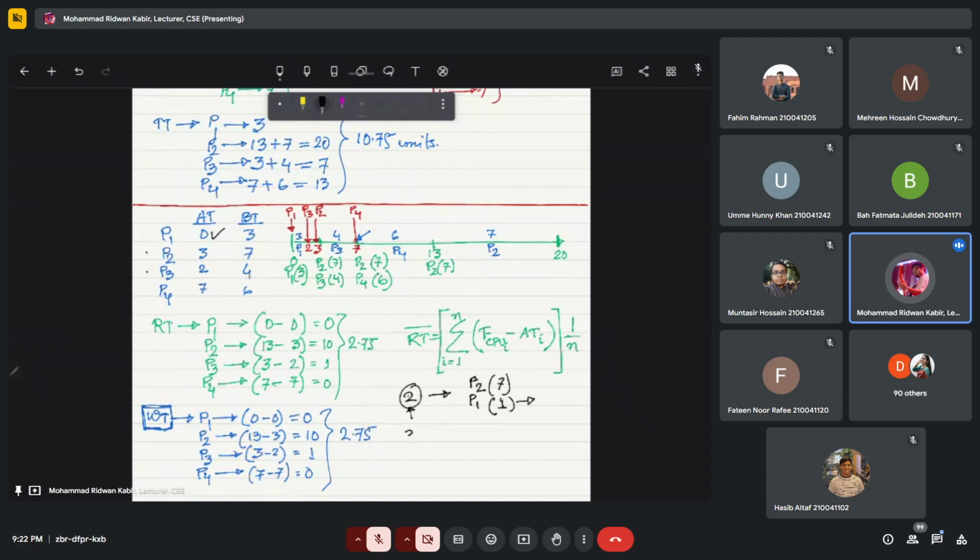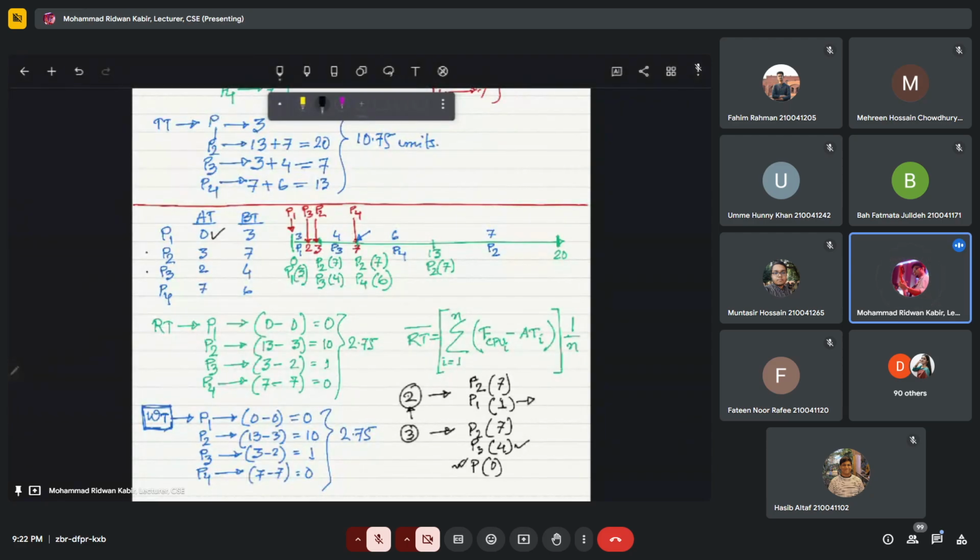Now at time tick 3, P3 arrives. So you have P2, P3, and P1. Since at time tick 3 P1 will be finished, it will have completed its execution. The burst period of P2 is 7, whereas that of P3 is 4. So definitely P3 will get the CPU, right?